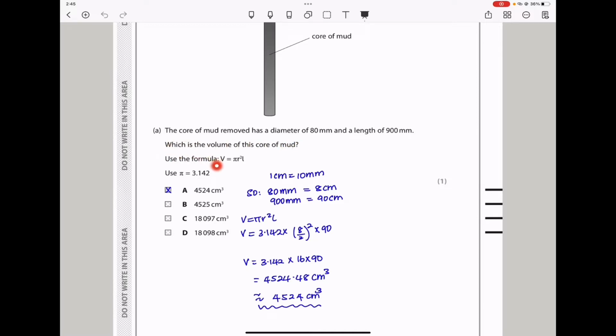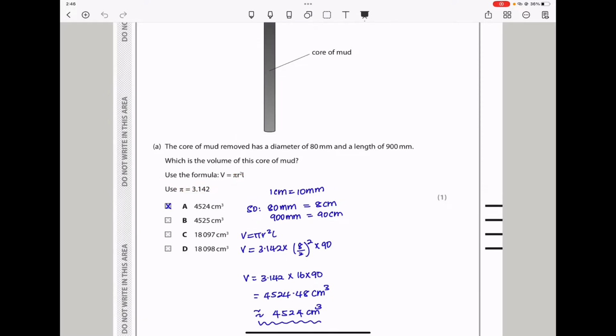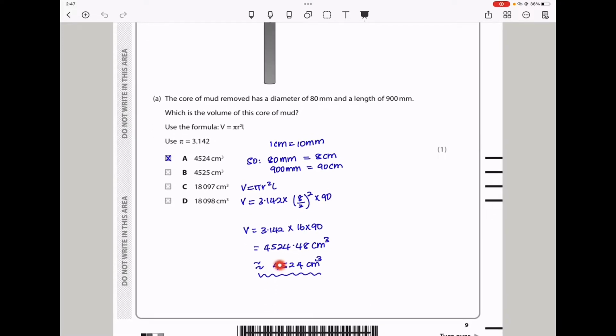They say use the formula volume is equal to pi r squared L, where pi is 3.142. Since all answers are in centimeters cubed, I had to convert this into centimeters. 1 centimeter is equal to 10 millimeters, so 80 millimeters is 8 centimeters and 900 millimeters is 90 centimeters. So volume is pi r squared L, which is the pi given to us here, times the radius squared, which is diameter divided by 2 and then square that, and then times the length. So using the calculator, the answer came out as 4524 centimeters cubed, and A is our answer. Moving on.